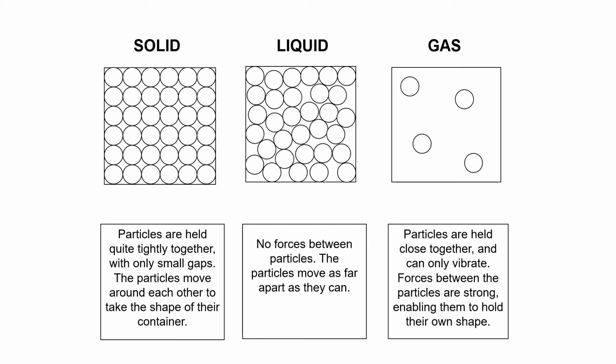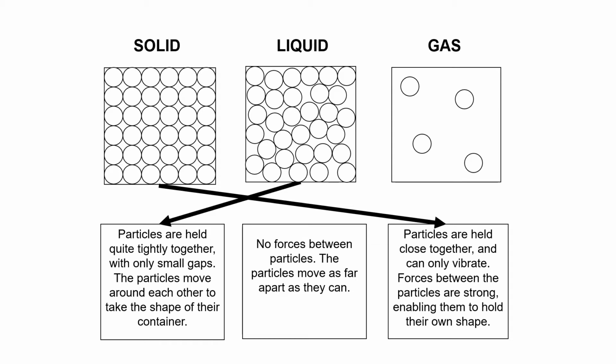So the first one here that you need to be matching up, we've got a solid. So in a solid, the particles are held close together and can only vibrate. The forces between the particles are strong, enabling them to hold their own shape. In a liquid, the particles are held quite tightly together with only small gaps. The particles move around each other to take the shape of their container.